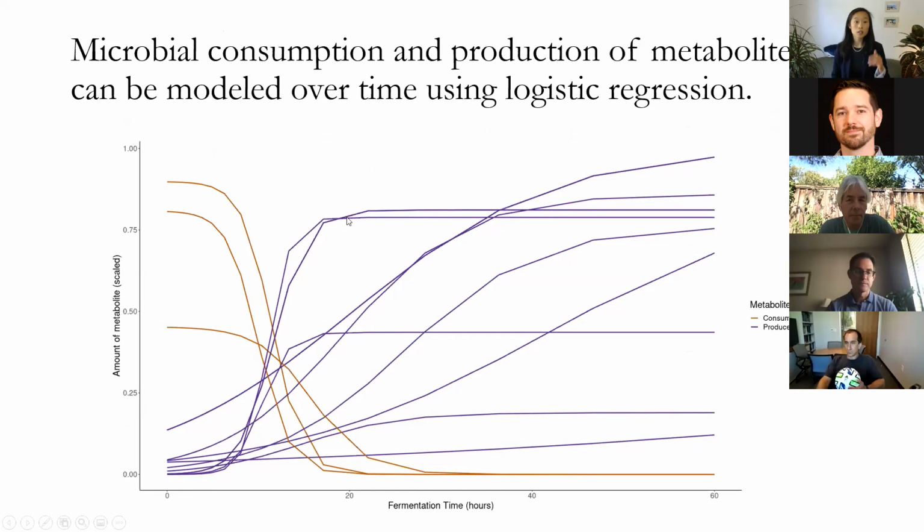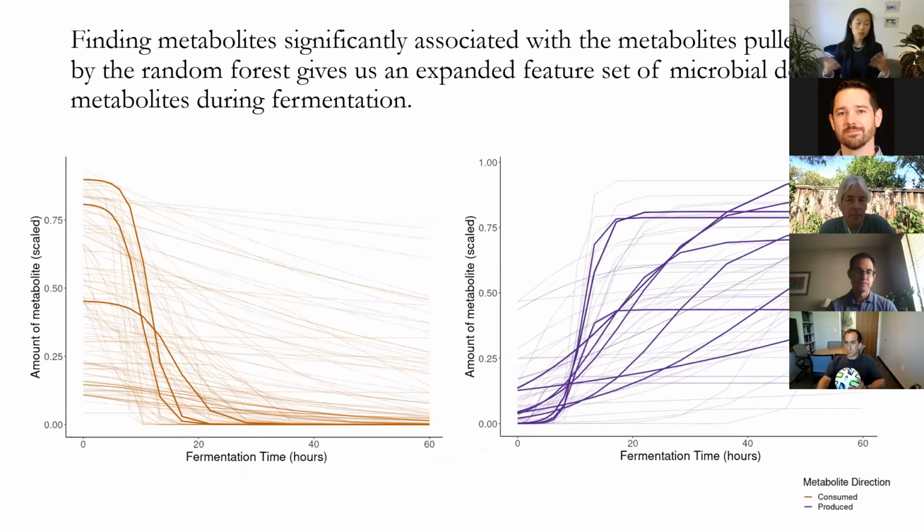So what we did is a Spearman correlation with each of these 14 metabolites and every other metabolite that we were able to detect in the kefir, and found almost over 180 different metabolites that are microbially derived, at least in the sense that they decreased over time or increased over fermentation time. So this gives us an expanded feature set of microbial derived metabolites during fermentation. So from here, this is a lot of lines. I wanted to pick out something that we would expect. I wanted to give my penicillin gold standard.